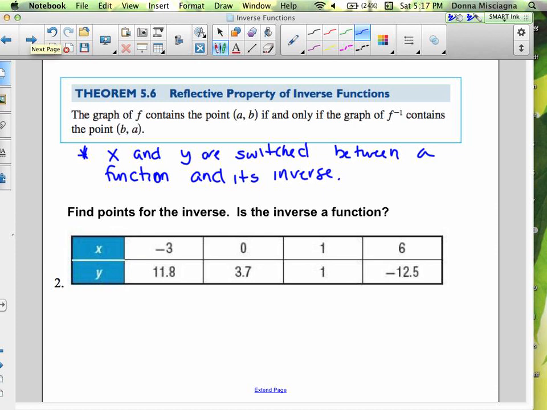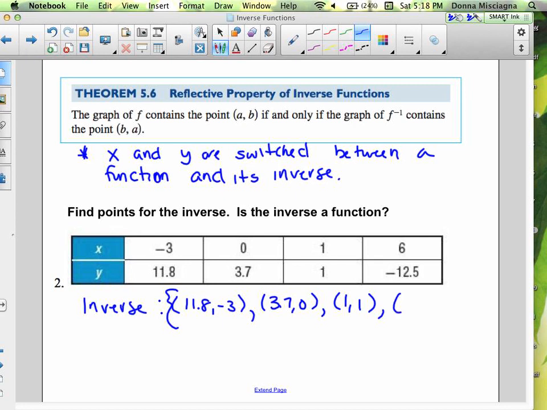So here we want to find points for the inverse. Is the inverse a function? All right, so here's our inverse. For the inverse, we just switch x and y. So it's going to be (11.8, negative 3), (3.7, 0), and (1, 1). Get the same point, huh? Switch 1, 1, you get 1, 1. And (negative 12.5, 6).